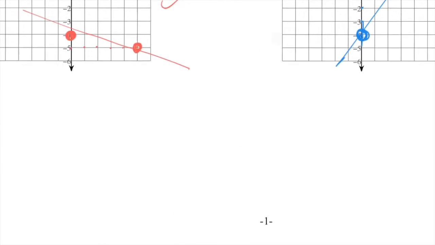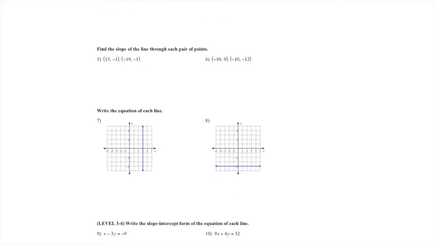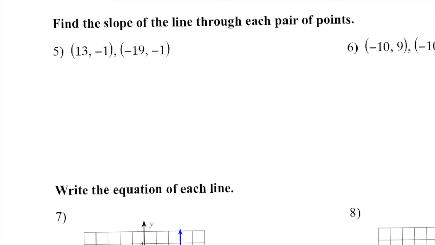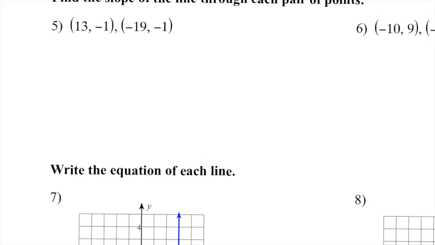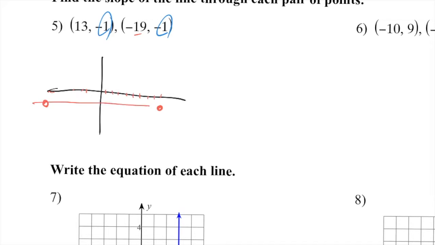All right. Next. Find the slope of the line. This one's a little tricky because if you graphed this, I hope you don't have to graph all of them, but it never hurts. 13, -1 is way out here at 13 and -1, and this one is -19, even farther out, and -1. They both have the same y values, right? So if you graph this line, it's horizontal, and horizontal lines have a slope of 0, right?